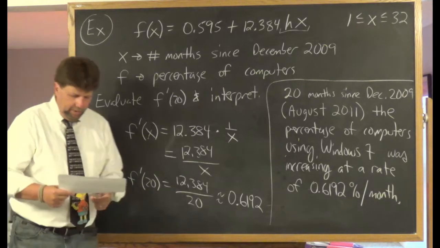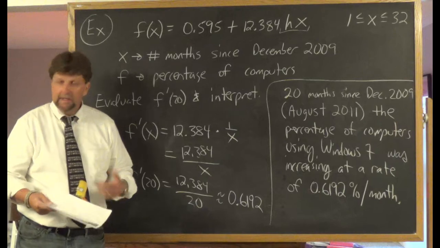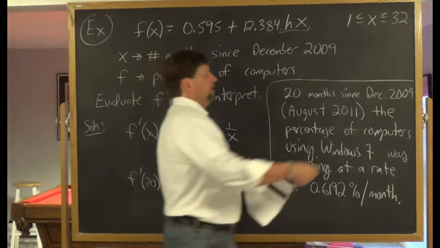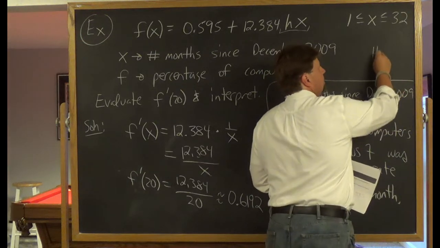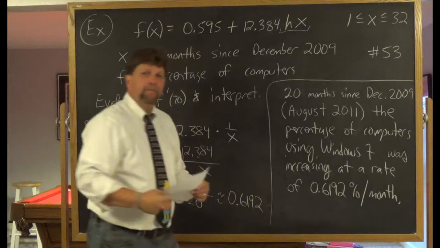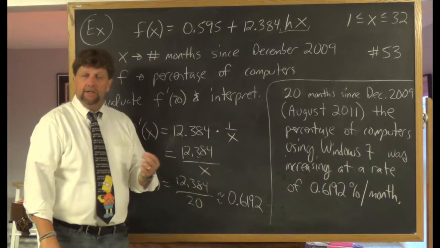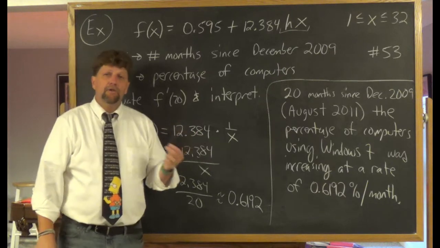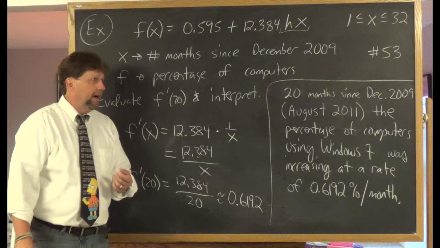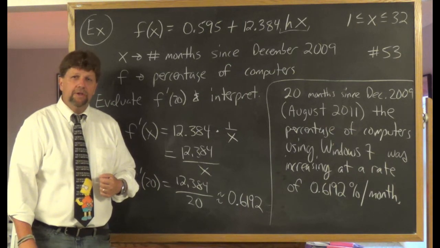So that was the example we left off with, and what I'd like you to do is to pause the video and try an application in the book. Let me just write that number right here, number 53. I'd like you to go into the exercises here in section 4.4 and try number 53, and then after you do number 53, restart the video, and I'll be here at the chalkboard and work out the solution.